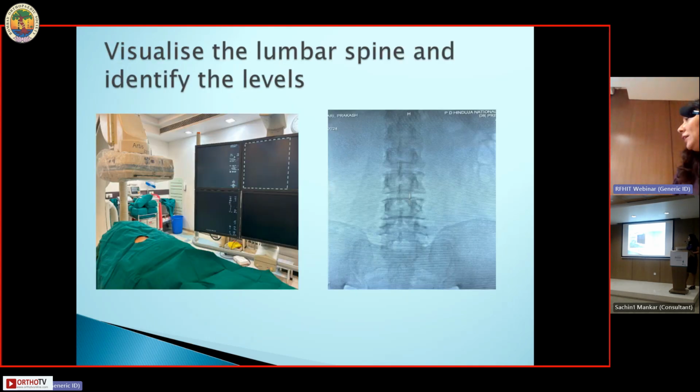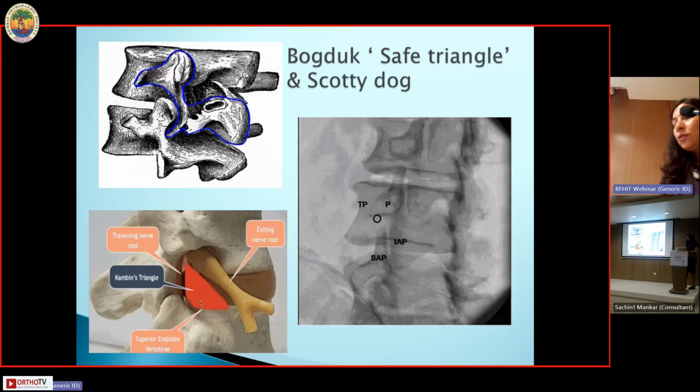Firstly, when you have taken the patient on the table, you do a straight AP image of the spine. You match the level that you want to target with the MRI, and keep the MRI films in the room, and you match the target level which you are looking at. Then we meet our friend, the Scotty Dog, and we do an oblique image, 15 to 20 degree oblique, and you need to square the vertebra here. So we look at the Scotty Dog. We all know this from our medical college days.